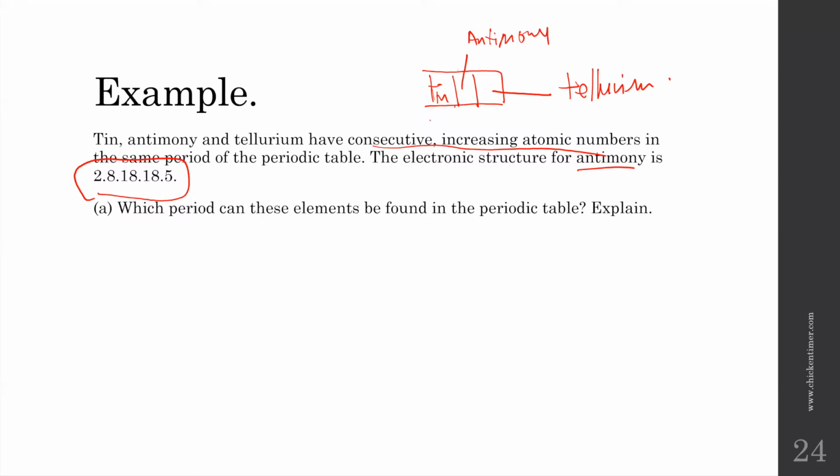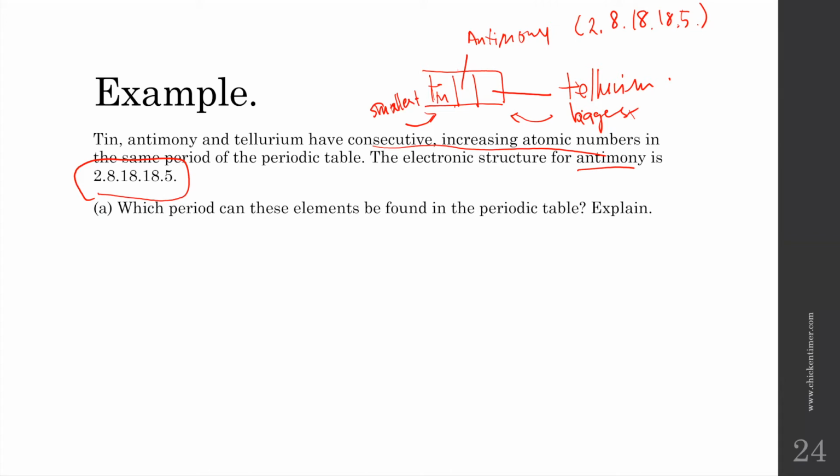So this has the smallest proton number. This has the biggest proton number. Then they say antimony has the electronic structure of 2, 8, 18, 18, 5. Then they ask you in which period these elements can be found. Then you have to explain why. They ask you for the period.